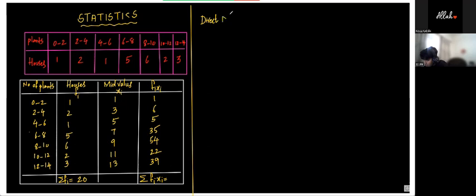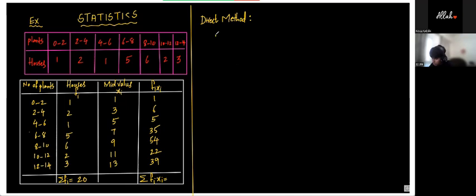We are using the direct method. Mean number of plants, how many are there? Direct methods only we are using. The sum of these two, how much is all? 162. Yes, 162.